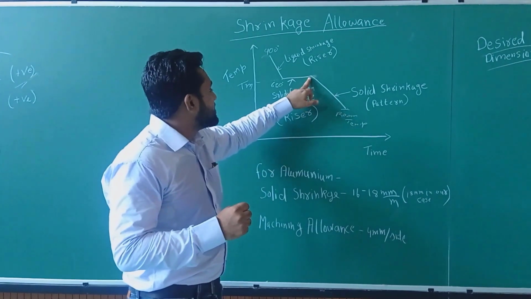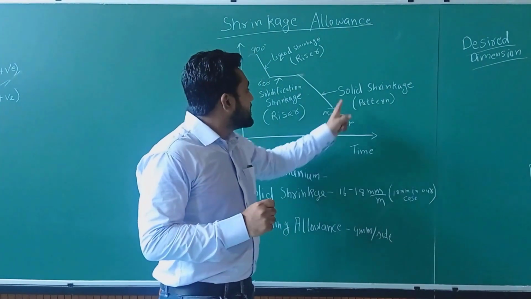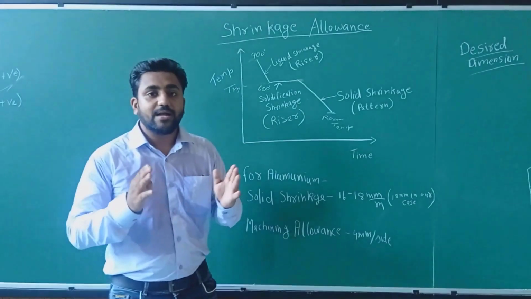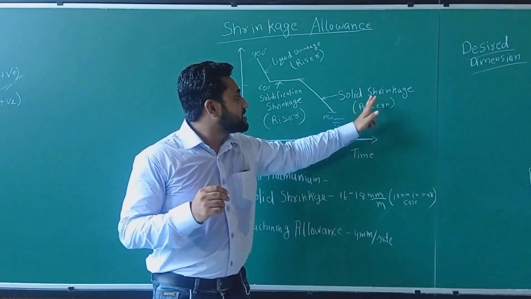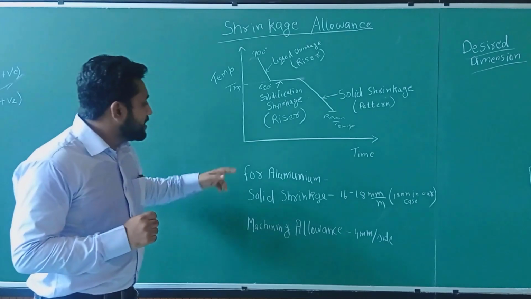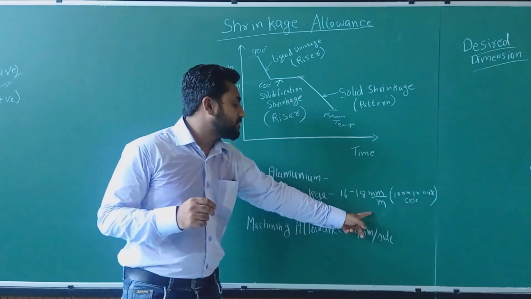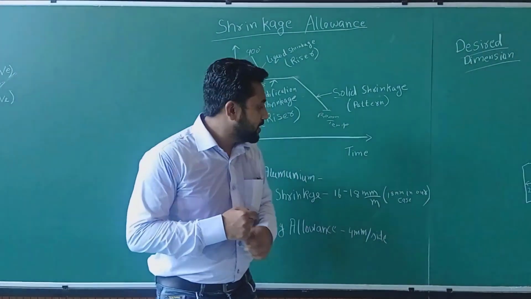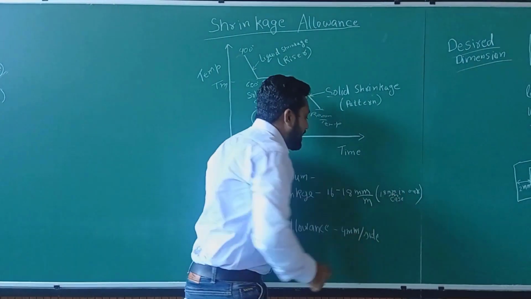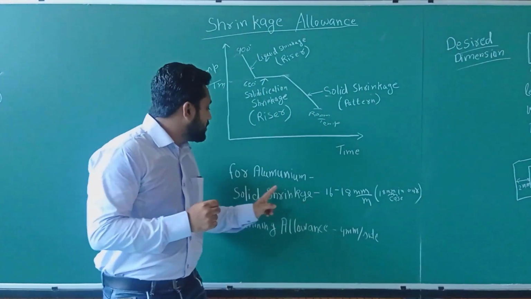Then further, from the melting point temperature to room temperature, there will be one more shrinkage called solid shrinkage, and this solid shrinkage is compensated by the pattern, which means that we have to make the pattern bigger so that after the solid shrinkage, we will get the product of desired dimension. For example, for aluminium, the solid shrinkage is 16 to 18 mm per meter. In our case we have used aluminium, so it has 18 mm per meter, which means that for a 1 meter product there will be 18 mm of compensation. That is called solid shrinkage.